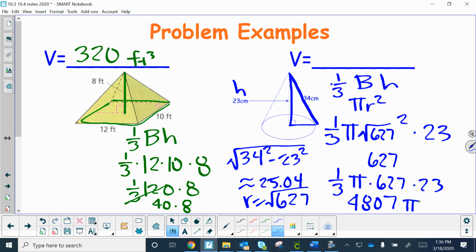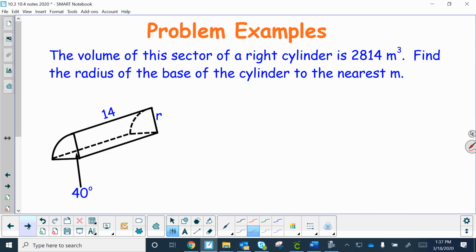So what do we have? 4,807 pi, and this is in centimeters cubed. Okay, if you want to turn that into a decimal, just multiply 4,807 times pi, and you'll get your decimal. And you can use pi in your calculator. All right, let's go to the next one.